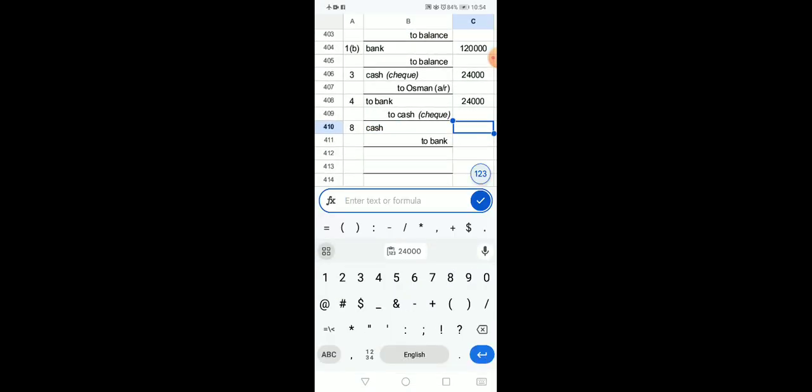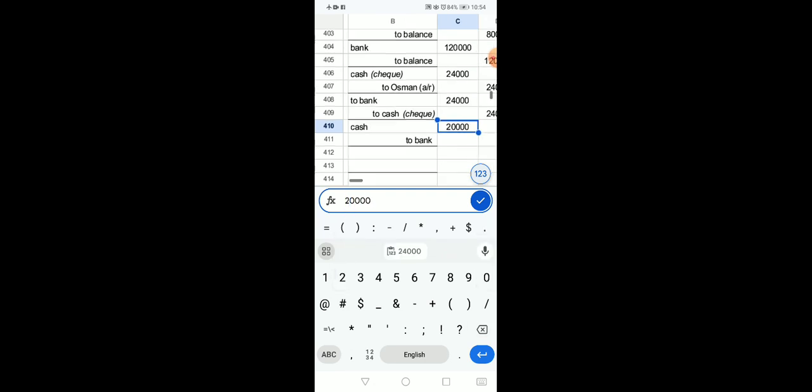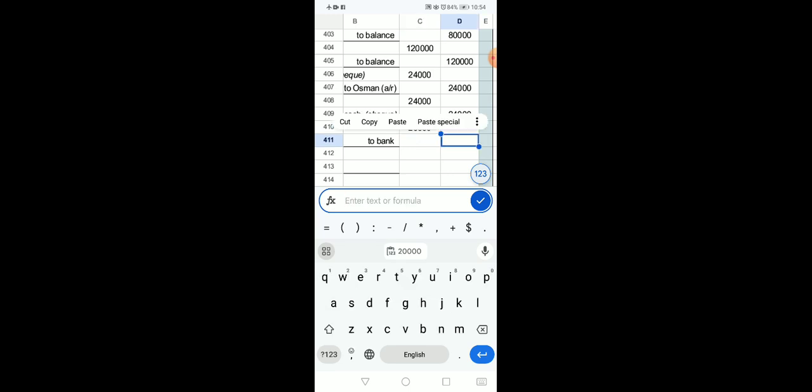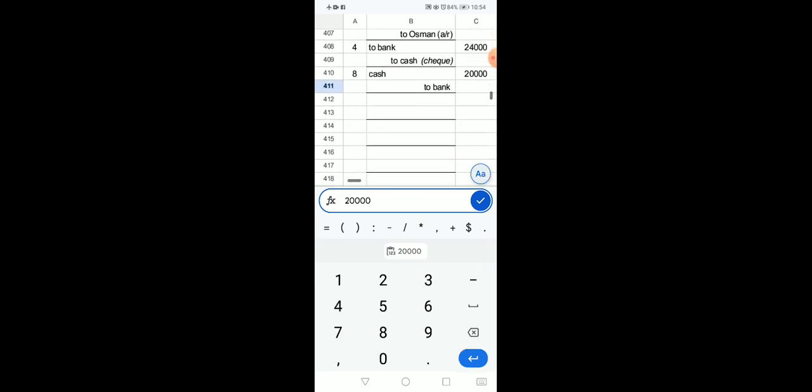It was the 8th entry. Let's see how much the amount of the 8th entry is. Again, it's 20,000. So you will write 20,000 on the debit side. It's 20,000 and the same amount you need to write on the credit side. In this way, entry number 8 is completed. Now let's see what is next for us. It is entry number 10.